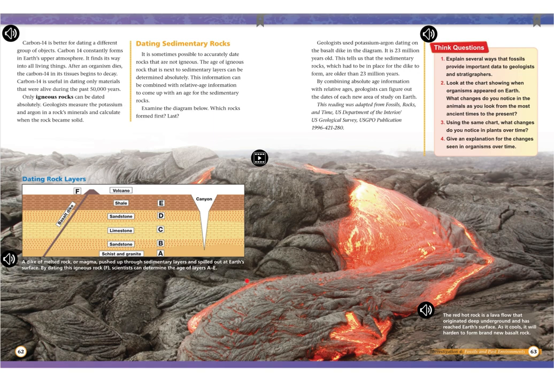Dating rock layers. A dike of melted rock, or magma, pushed up through the sedimentary layers and spilled out at Earth's surface. By dating this igneous rock, F, scientists can determine the ages of layers A through E. The red hot rock is a lava flow that originated deep underground and has reached Earth's surface. As it cools, it will harden to form brand new basalt rock.